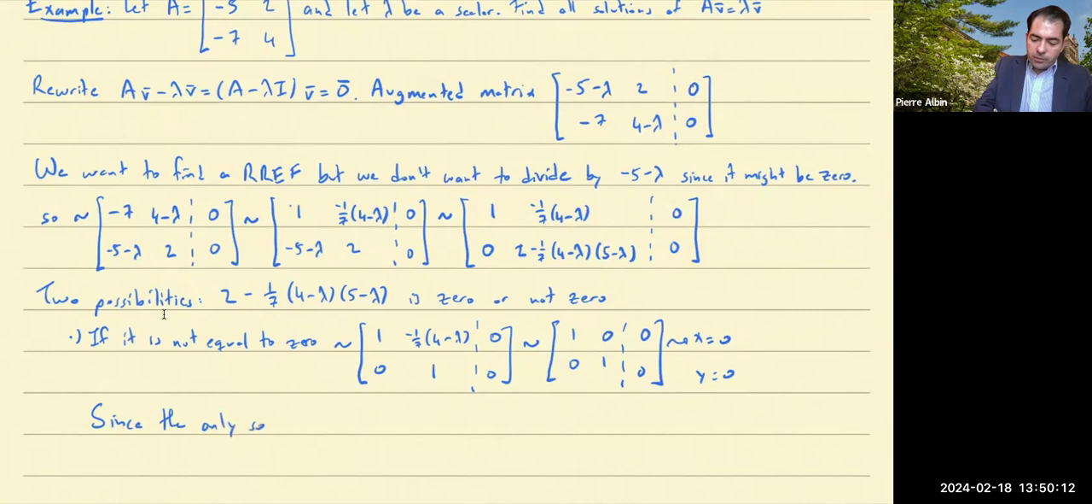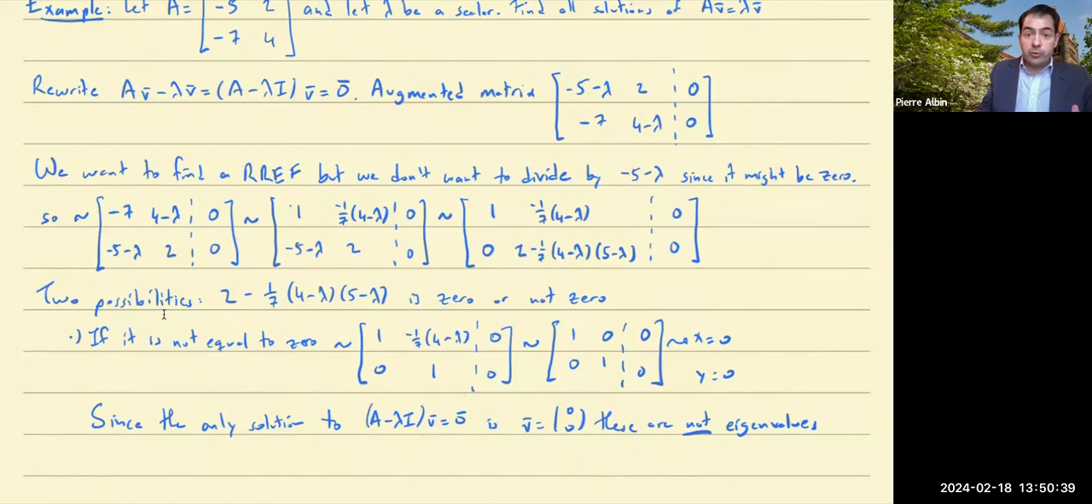So in this case, since the only solution to A minus lambda times the identity v equal to 0 is v equals 0, 0, these values of lambda are not eigenvalues, right? So notice this equation always has the solution, the trivial solution, put v equal to the 0 vector, right? Because that's always there, it's not interesting. It doesn't tell us anything about A to say that the 0 vector solves this equation.